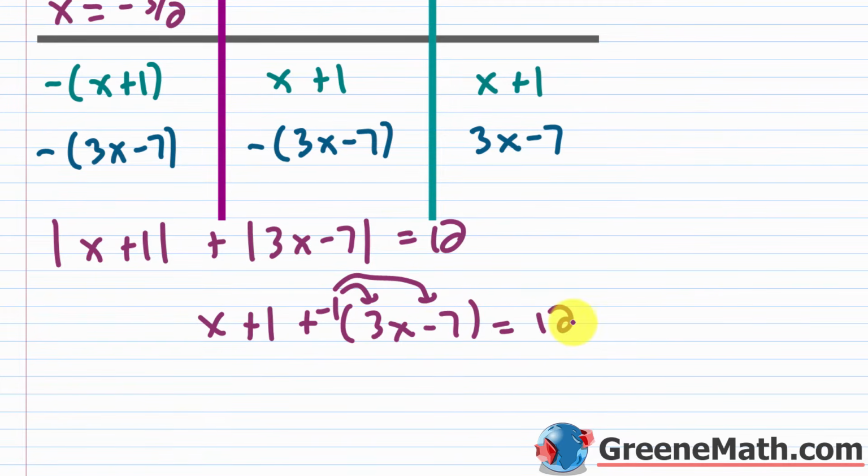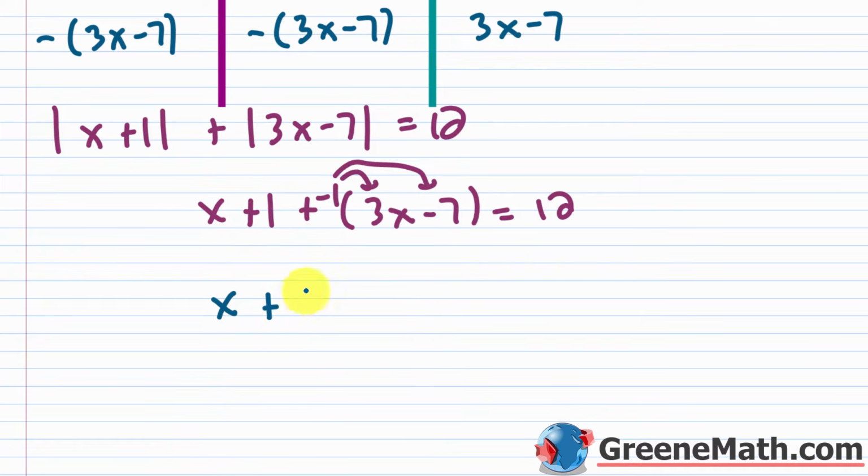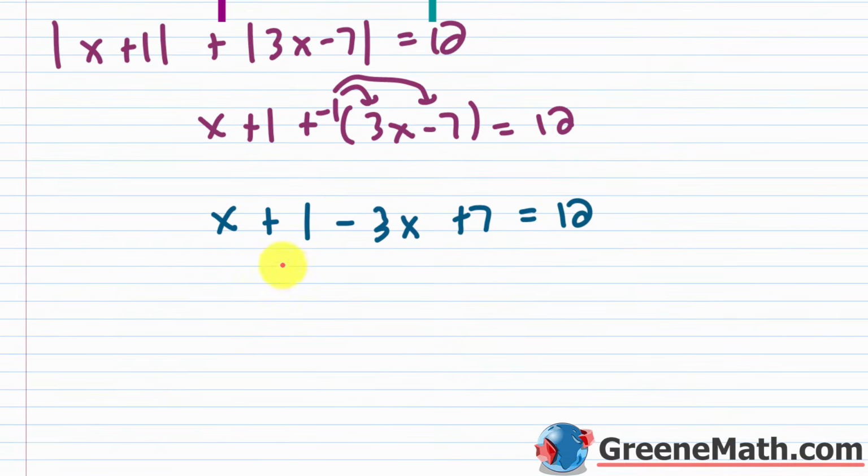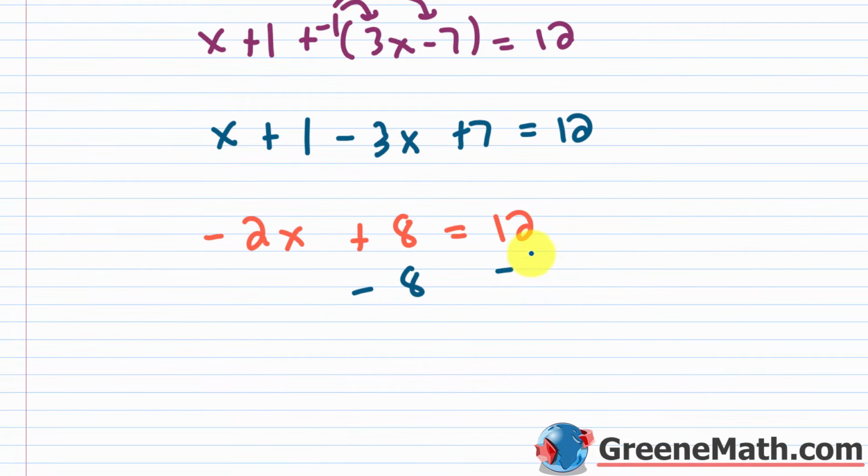And this equals 12. Okay, so we have x plus, we have 1. Then negative 1 times 3x is minus 3x. Then negative 1 times negative 7 is plus 7, and this equals 12. Okay, so we will have x minus 3x, which is negative 2x. And then 1 plus 7 is going to be 8, and this equals 12. So here we would subtract 8 away from each side of the equation. This cancels. You have negative 2x is equal to 12 minus 8, which is 4.